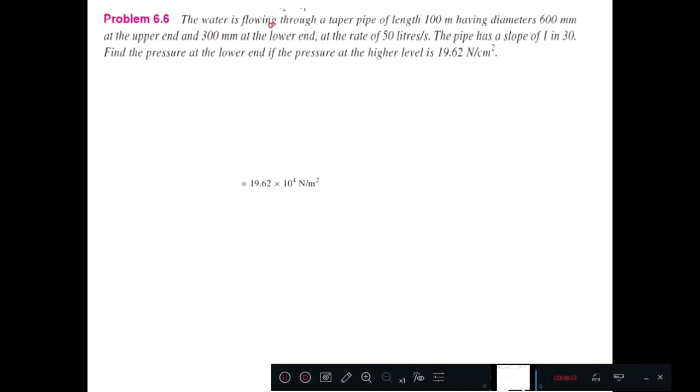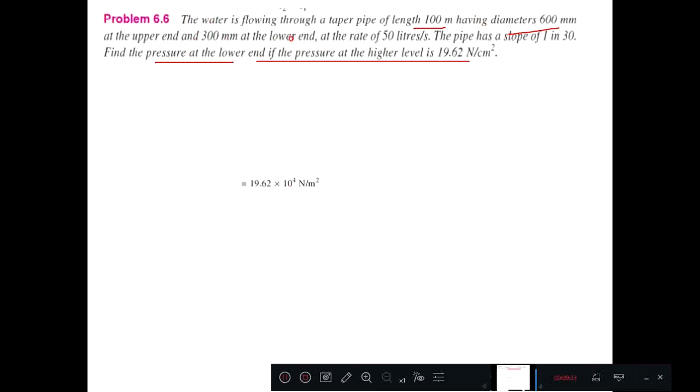Water is flowing through a taper pipe of length 100 meter, having a diameter of 600 millimeter at the upper end and 300 millimeter at the lower end, at the rate of 50 LPS, that is liters per second. The pipe has a slope of 1 in 30. Find the pressure at the lower end if the pressure at the higher end is 19.62 Newton per centimeter square.